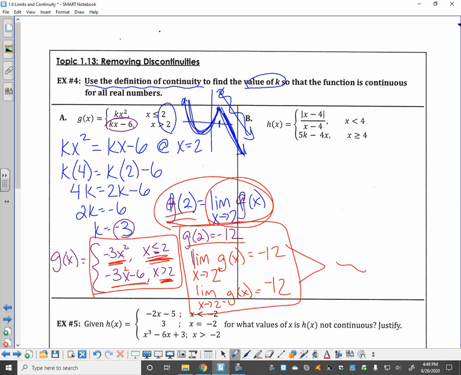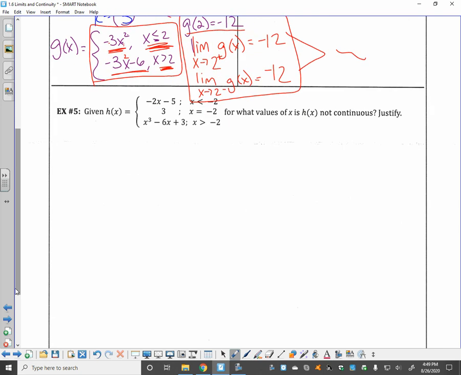Let's skip h. I think we're good with skipping h. Oh yes. Let's go look at number 5. He's a big one. Let's do this one.